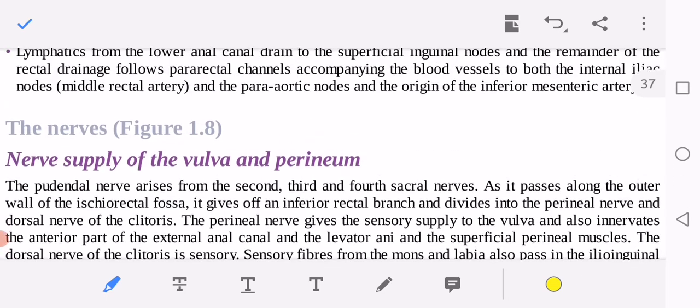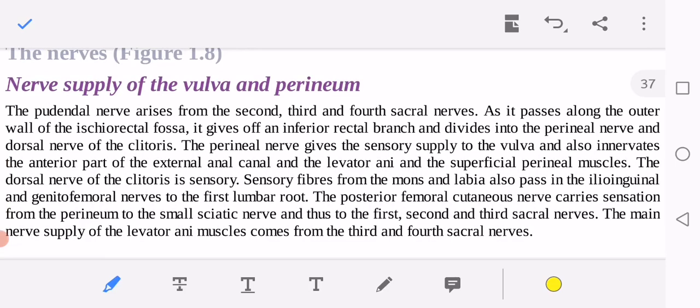So about the nerve supply of the vulva and the perineum, the pudendal nerve arises from the second, third and fourth sacral nerves, and as it passes along the outer wall of the ischiorectal fossa, it gives off an inferior rectal branch and divides into the perineal nerve and the dorsal nerve of the clitoris. The perineal nerve gives the sensory supply of the vulva, and also innervates the anterior part of the external anal canal, the levator ani and the superficial perineal muscles. The dorsal nerve of the clitoris is sensory. Okay, dorsal nerve is sensory.